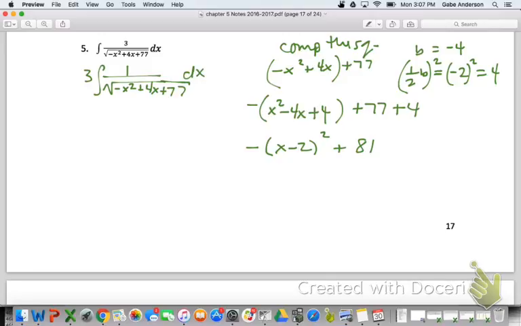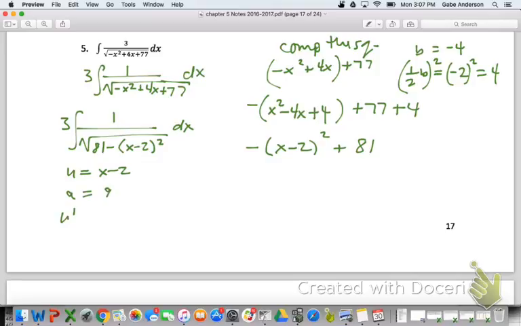So it's going to be 3 times the integral, 1 over square root. I'll write it in the order that we're more comfortable with. 81 minus x minus 2 quantity squared. And now finally we just have to identify our u, u prime, and our a. So what do you guys think the u would need to be? X minus 2. It'd be x minus 2. Yep. How about the a value? 9. And finally the u prime would have to be?